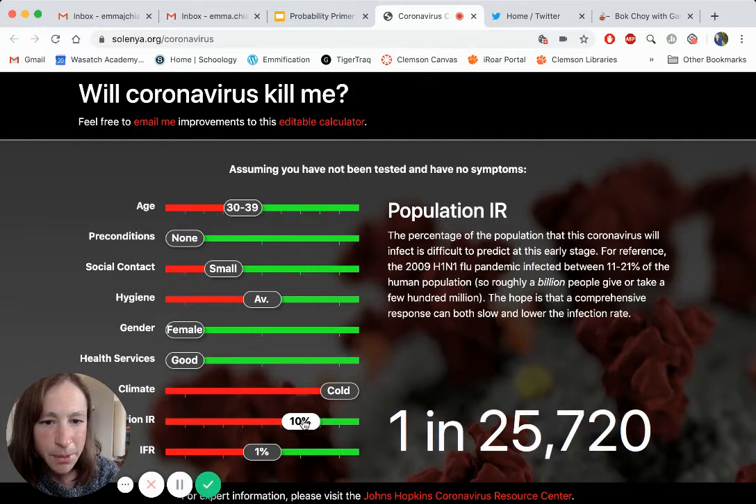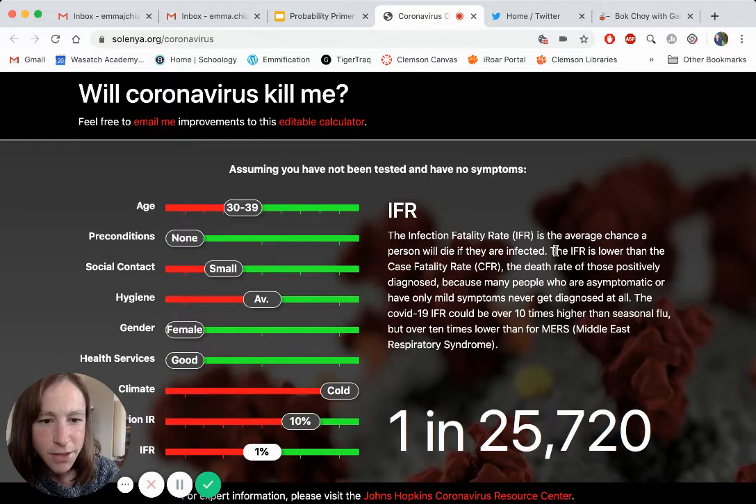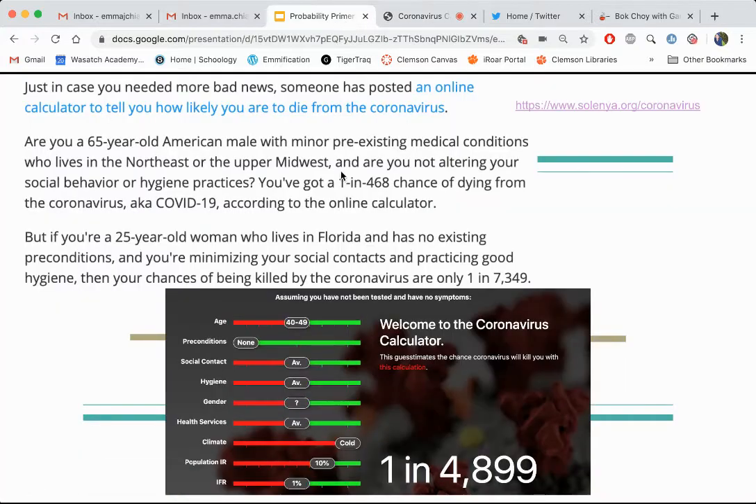These two, the population IR is estimated from the current reportings about the virus, and IFR, the infection fatality rate, is also an estimate at about 1%. So this tells me I have a 1 in 25,720 chance of dying from the coronavirus. So that seems like I'm probably going to be okay.